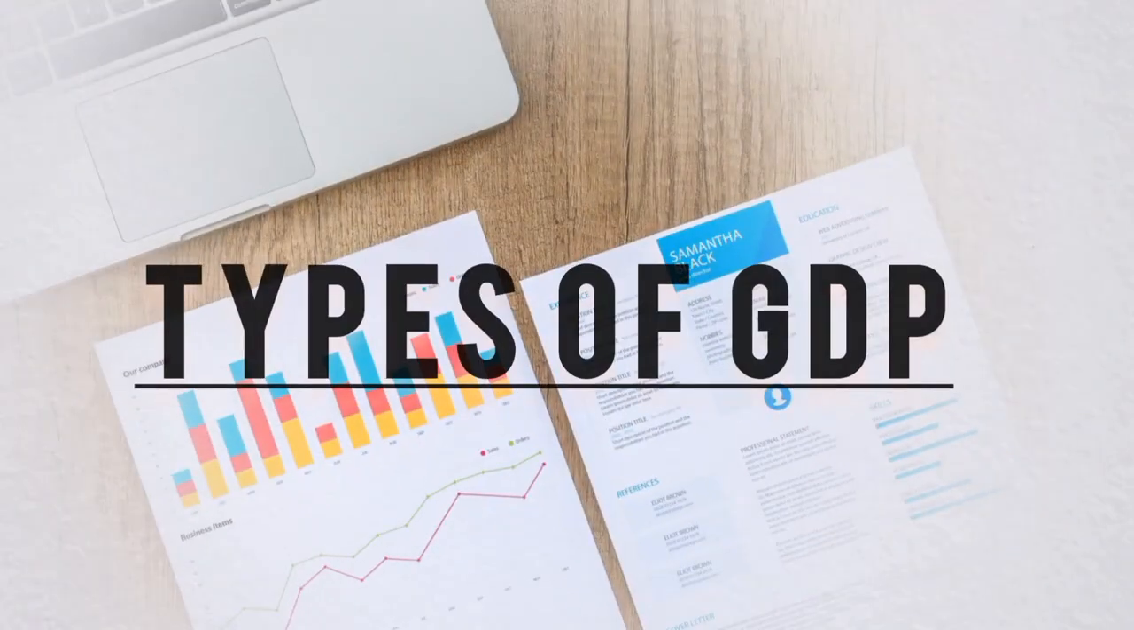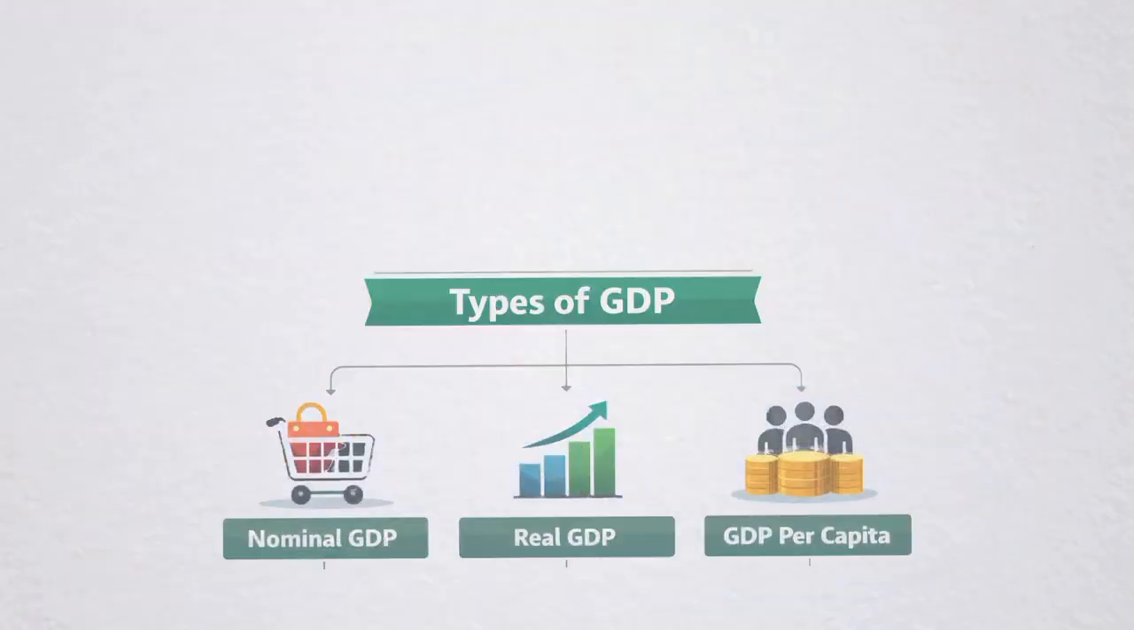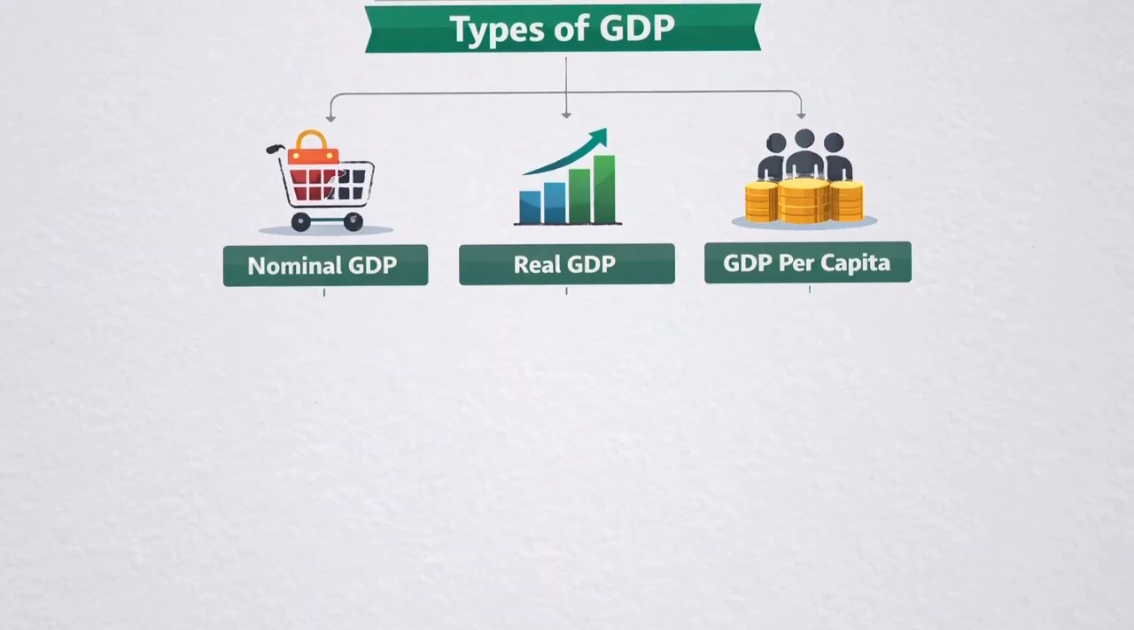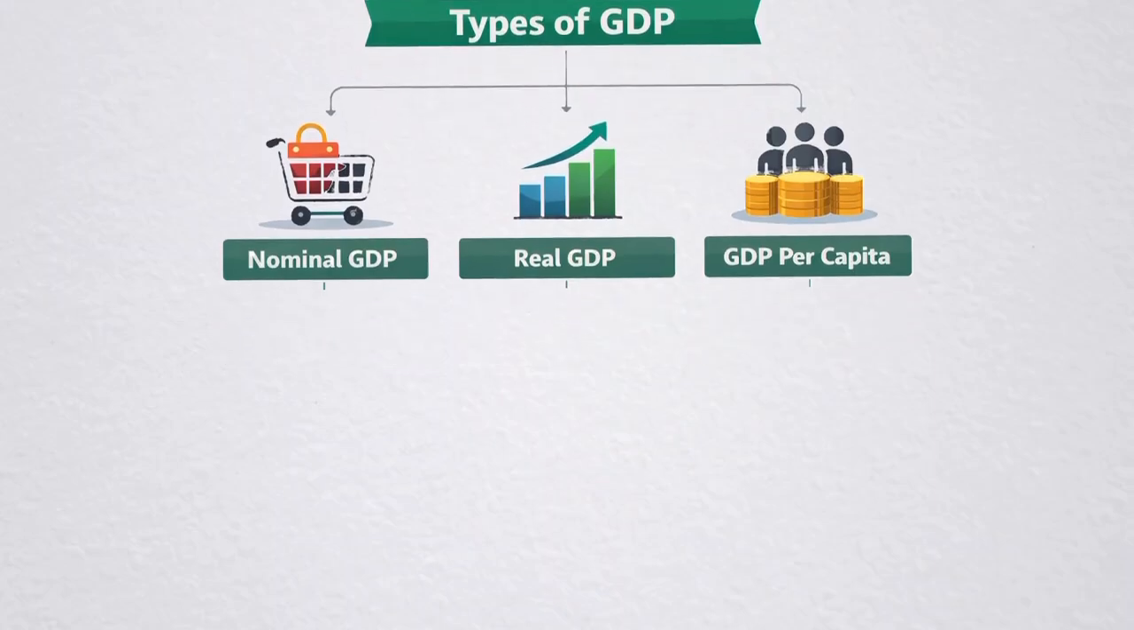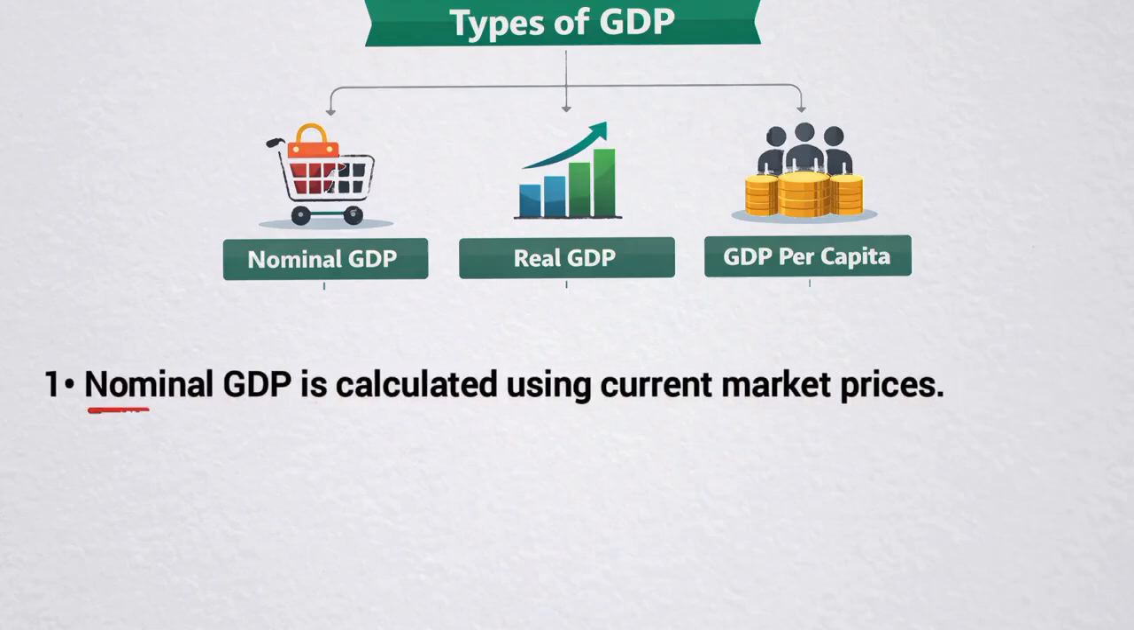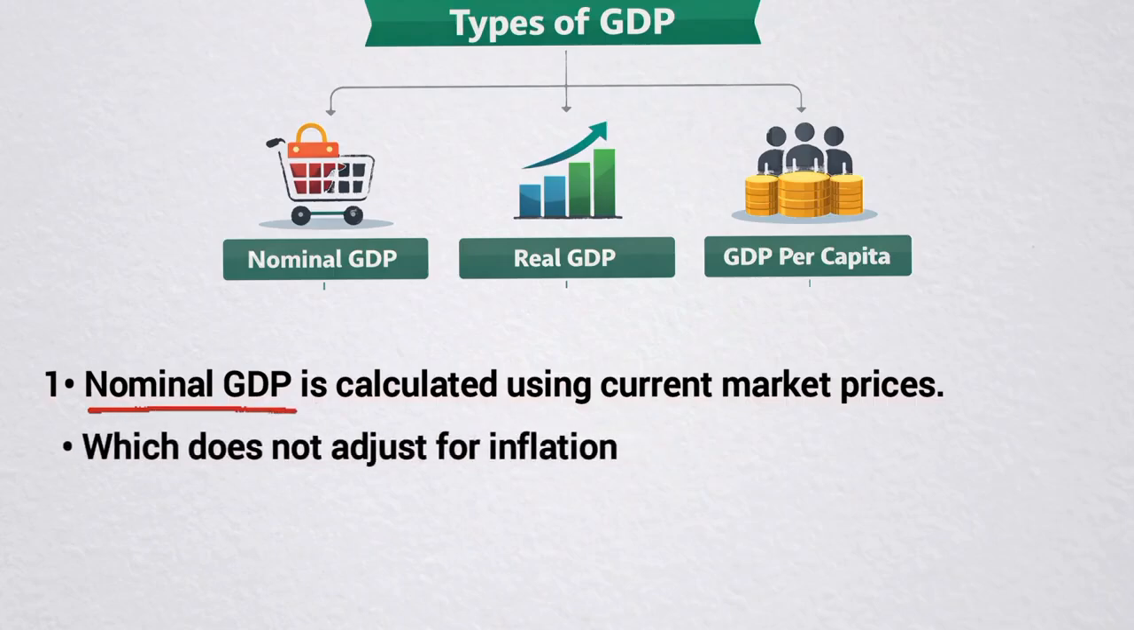Now let's understand types of GDP. So economists usually talk about different types of GDP to understand the economy better. Let's take a look at them also. Number 1 is nominal GDP. Nominal GDP is calculated using current market prices. It does not adjust for inflation.